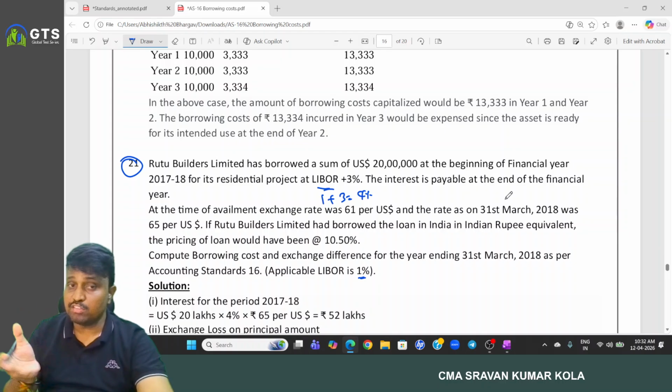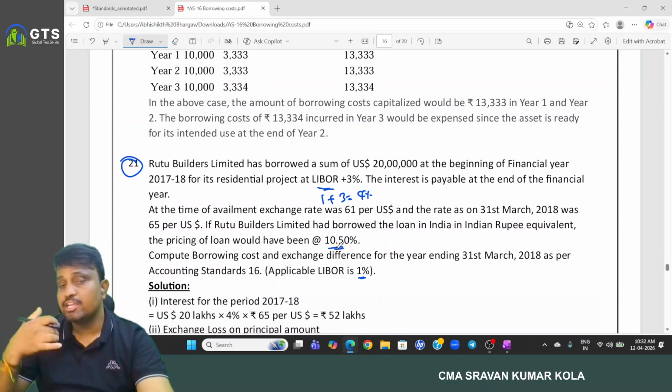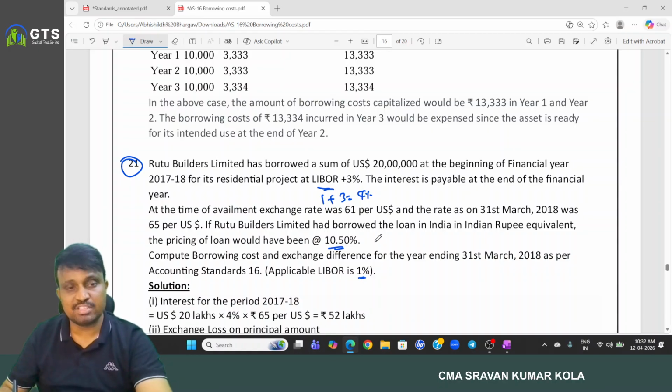If Rutu Builders Limited had borrowed the loan in India in Indian rupee equivalent, the pricing of the loan would have been 10.50%. The same loan we took in India, what is the rate of interest? 10.50%. Compute the borrowing cost and exchange difference.